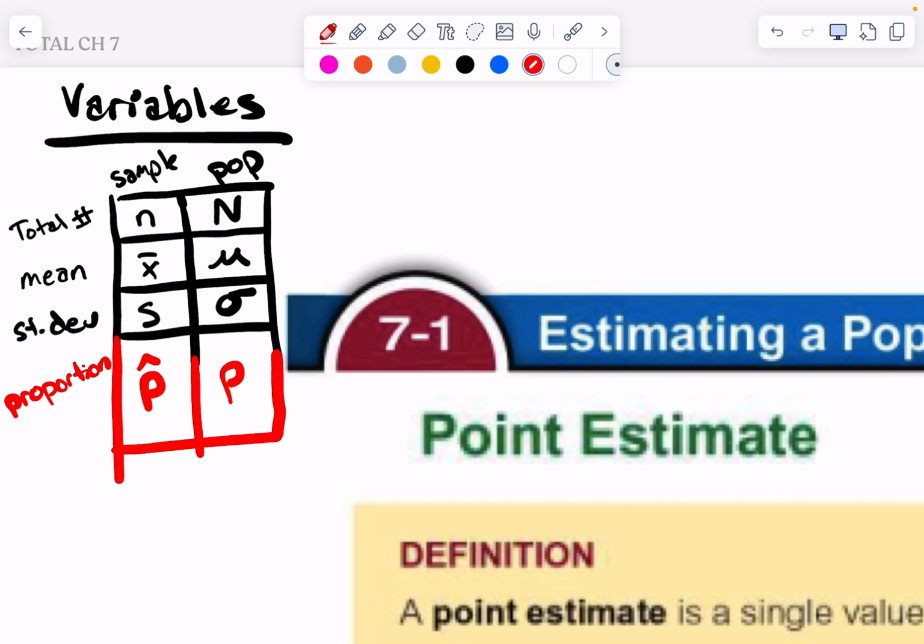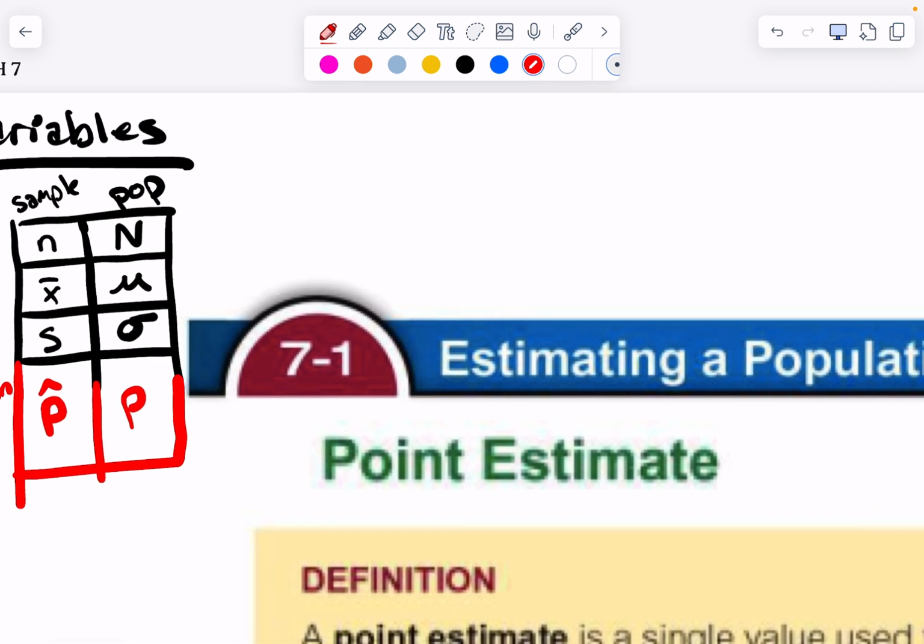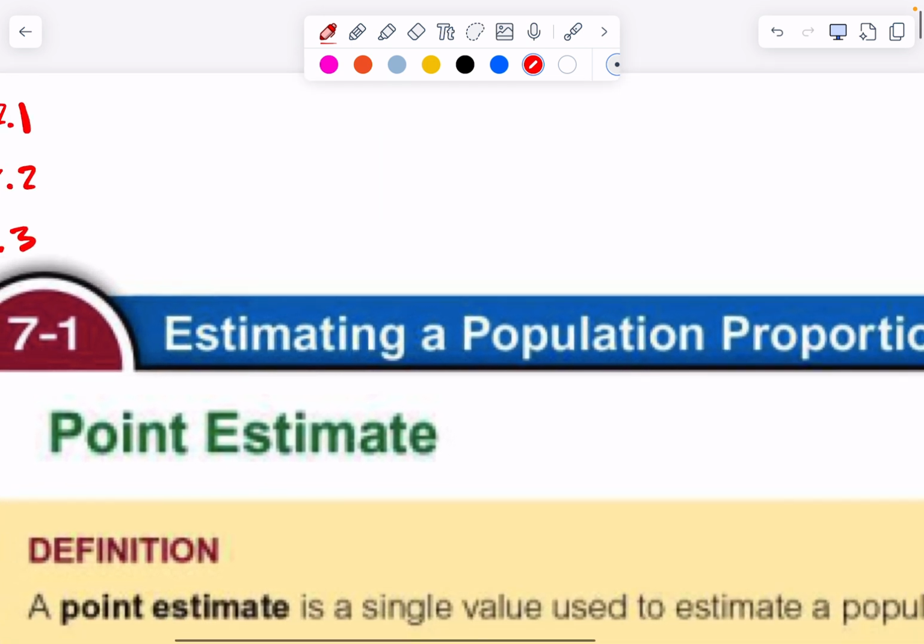It's very important to distinguish between the two. Chapter 7 has three sections: 7.1, 7.2 and 7.3. In 7.1, it is estimating a population proportion, which has to do with p's and p hats.